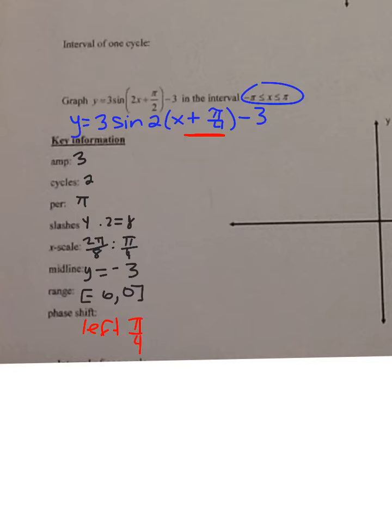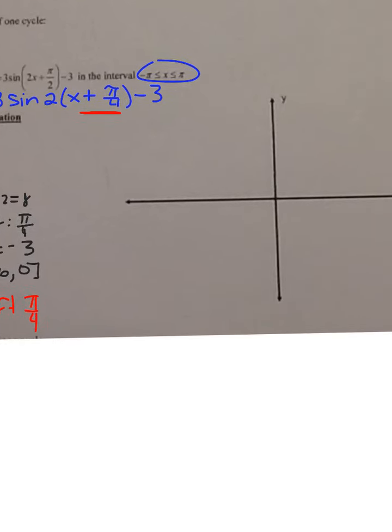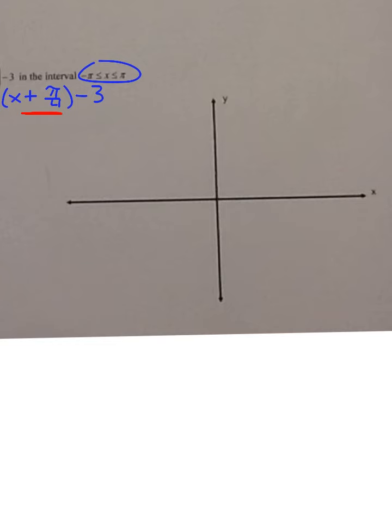Okay, so let's graph. Now remember, I'm graphing from negative pi to pi. Okay, so I have 8 slashes. That means 4 on each side. 1, 2, 3, 4. 1, 2, 3, 4. So I have pi over 4 is my scale: 2 pi over 4, 3 pi over 4, pi. Negative pi over 4, negative 2 pi over 4, negative 3 pi over 4, negative pi.